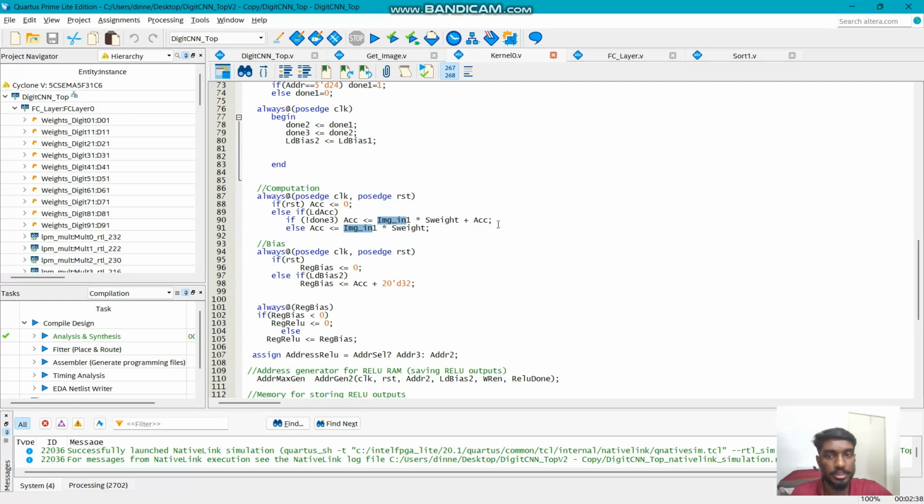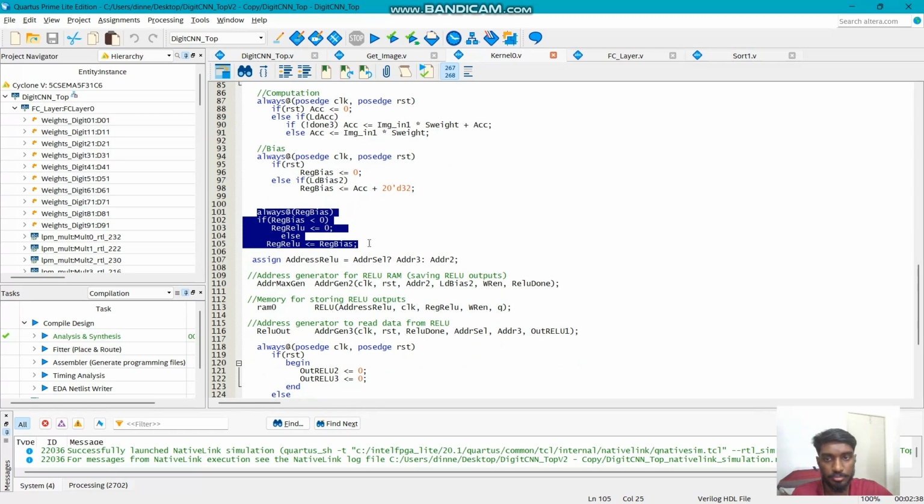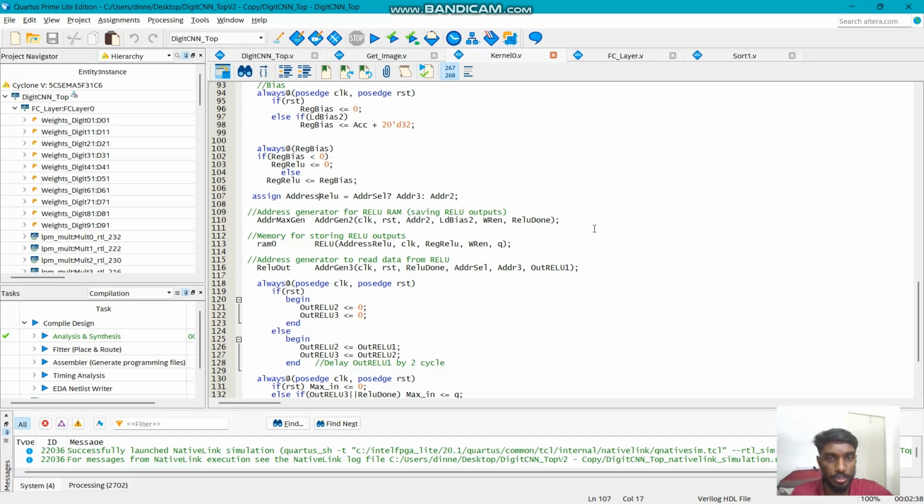Okay, next. After the multiplication, it is accumulated. After the final accumulation, the output is added with the bias for filter 0. After filter 0 comes the ReLU function, where all the negative values become 0 and the positive values remain. This address value is for address select, address 3 and 2. One is for storing the ReLU feature in the RAM, and one is for the max pooling address generator.